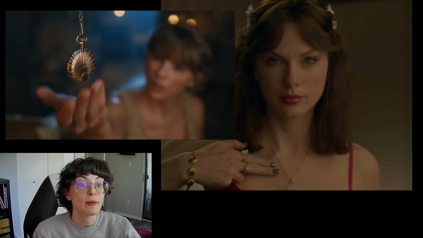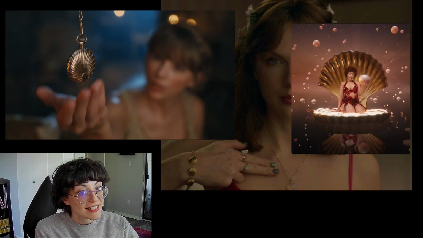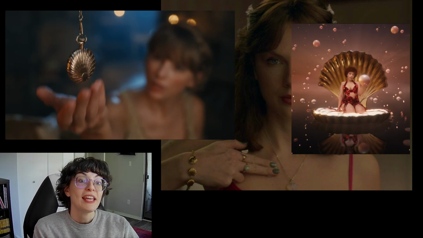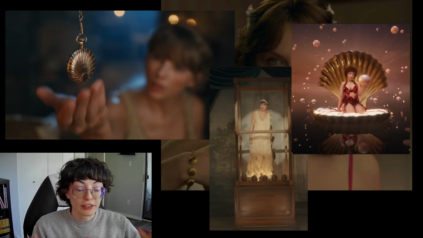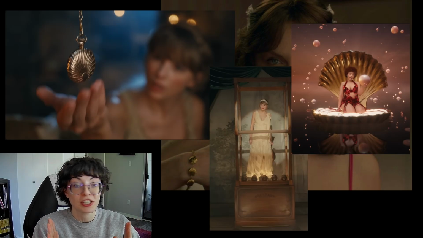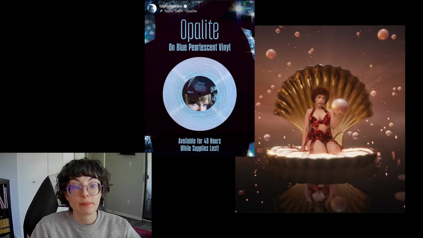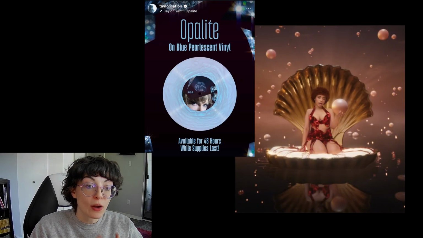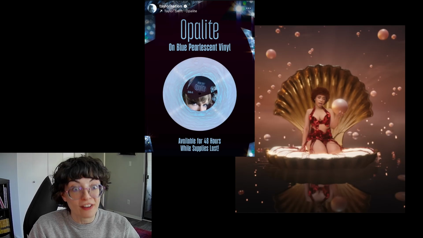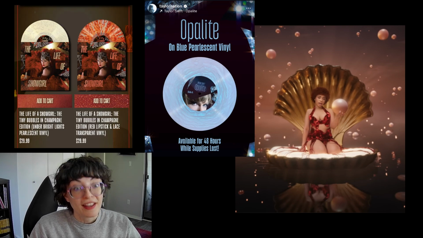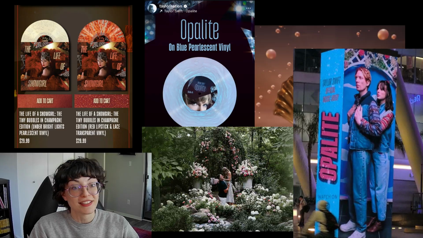It also reminds me of the Karma clamshell that Ice Spice sits in, where she's holding the pearl. It also looks like the clamshells at the bottom of her little glass performance cage that she's in the Willow music video as well. And with Ice Spice holding the pearl, it's also interesting because we just got the Opalite vinyl that was a pearlescent vinyl. And we only got one other pearlescent vinyl in the rollout of Life of a Showgirl, and that was in the set of the Tiny Bubbles and Champagne edition that came out the day before Taylor and Travis's engagement.